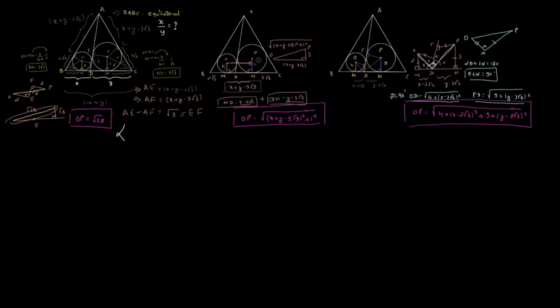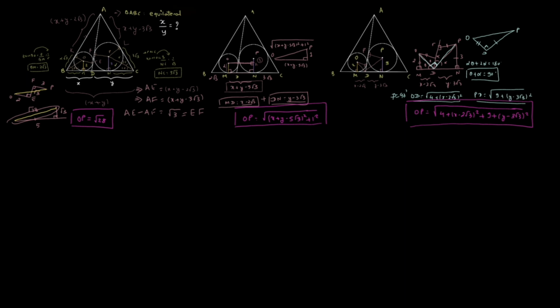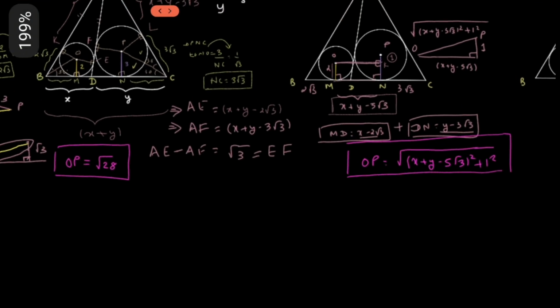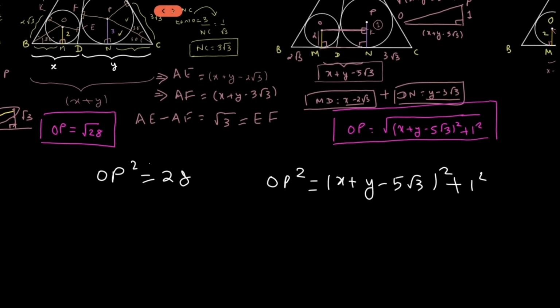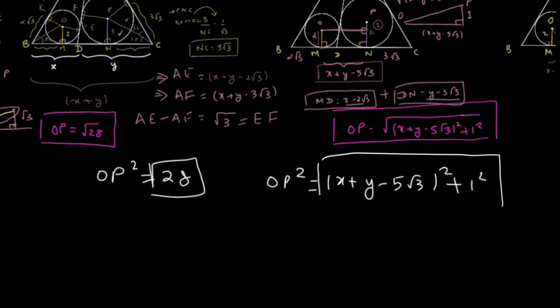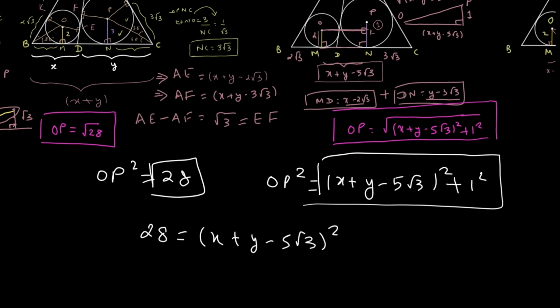So first of all, I will compare the first equation with the second equation. So in the first equation, the length of OP is square root of 28. Therefore, the length of OP square would be 28. In the second equation, the length of OP square would be x plus y minus 5 root 3, the complete square plus 1 square. So now I can compare the right hand side of these two equations. So I will get 28 equals x plus y minus 5 root 3, the complete square plus 1 square, that is 1. Now 28 minus 1 becomes 27.